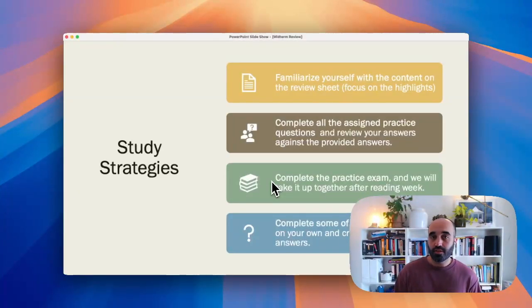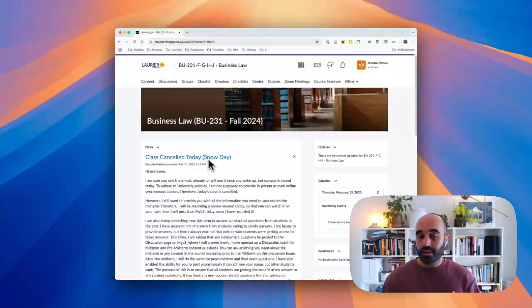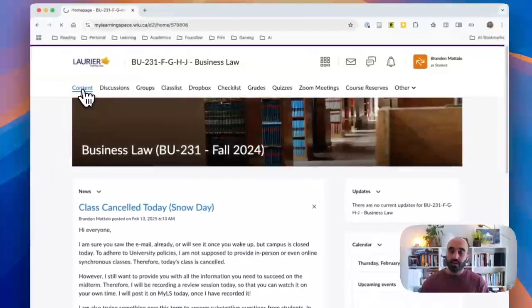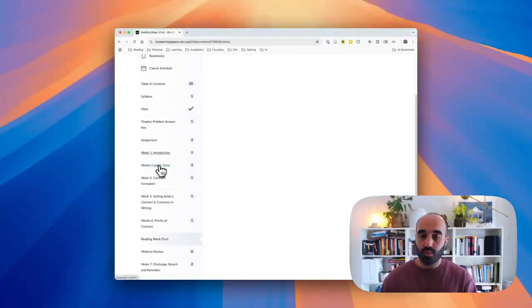After you've familiarized yourself with the contents of the course and everything that's on the study guide, I would then suggest that you go through and complete the assigned practice questions. You can then review those questions against the answer key that we've provided to you. You can find the practice problems by going to the My Learning Space page, and then you go to Content. You can look at the practice problems in each of the weeks, right?